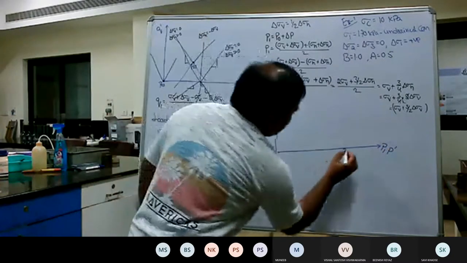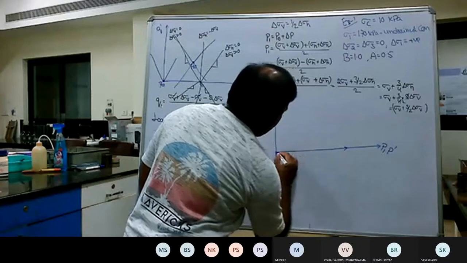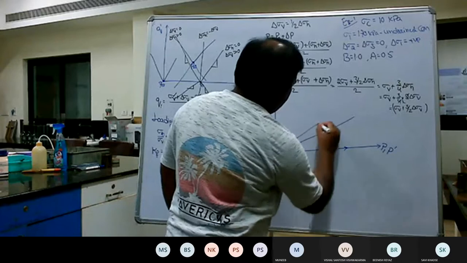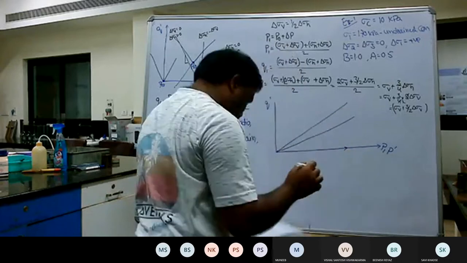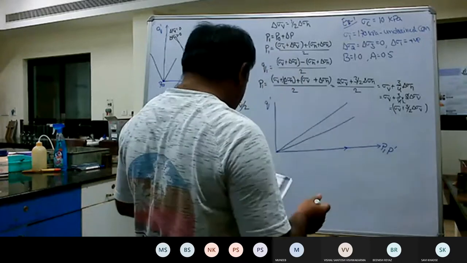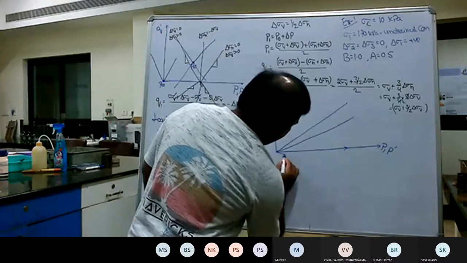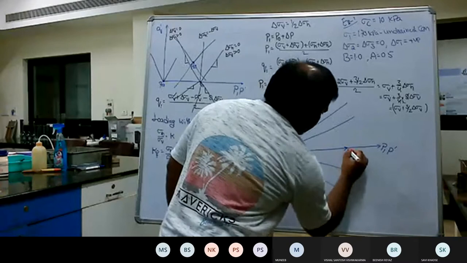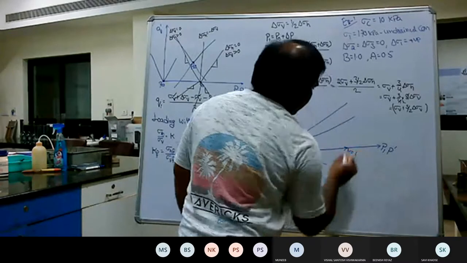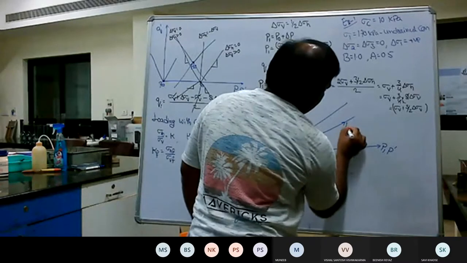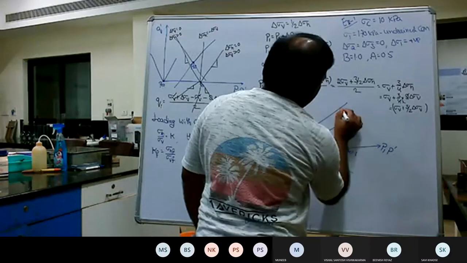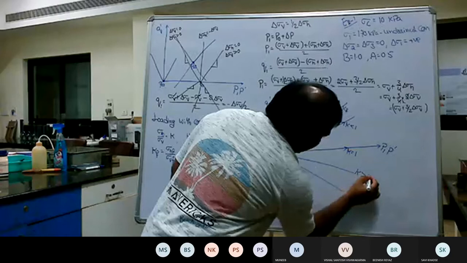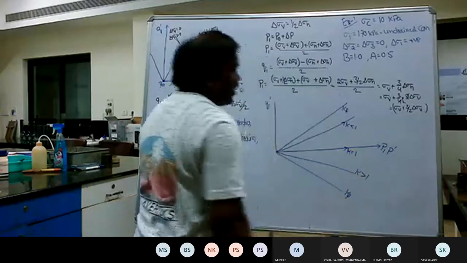Suppose K is equal to 1. So this line is called K equals 1. And this is K less than 1 and this is the KF line. Similarly, this is K greater than 1 and this is the KF line.